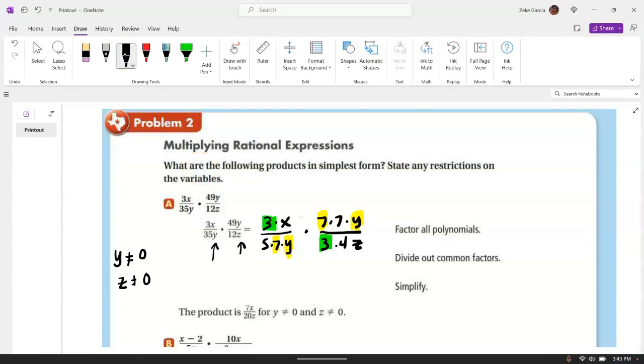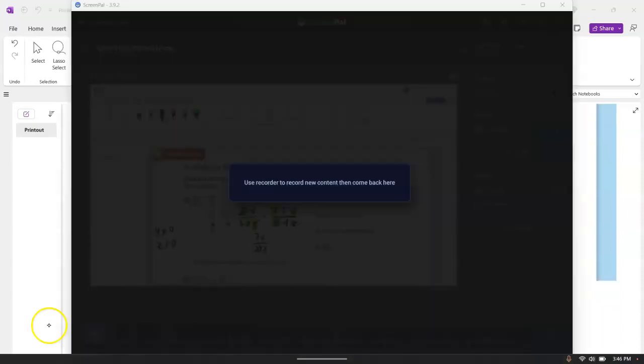So what we have is 3 divided by 3 is 1, 7 divided by 7 is 1, y divided by y is 1. So you have 7x over 20z.